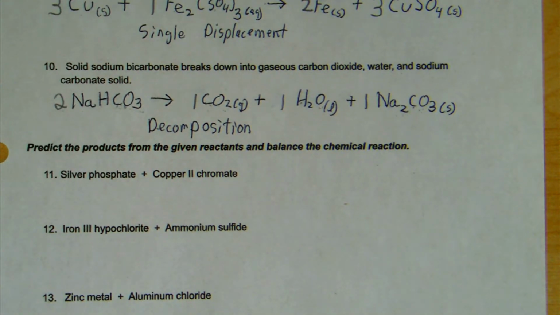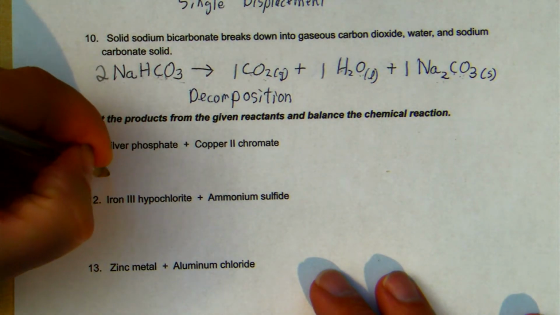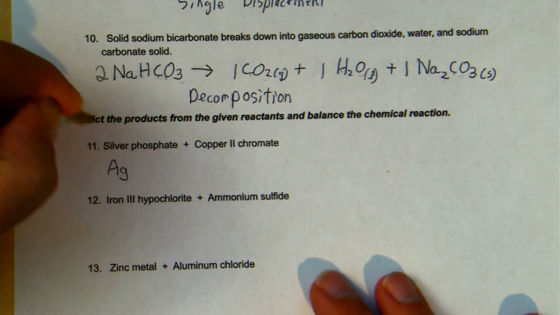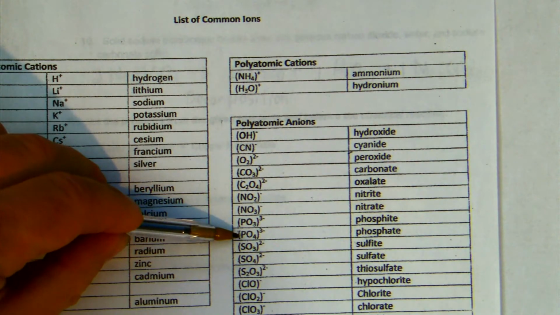Predict the products from the given reactants and balance the chemical reaction. Great. Number 11, silver phosphate. Silver is always going to be a 1 plus charge, and phosphate, not phosphide, is a polyatomic anion with a 3 minus charge.